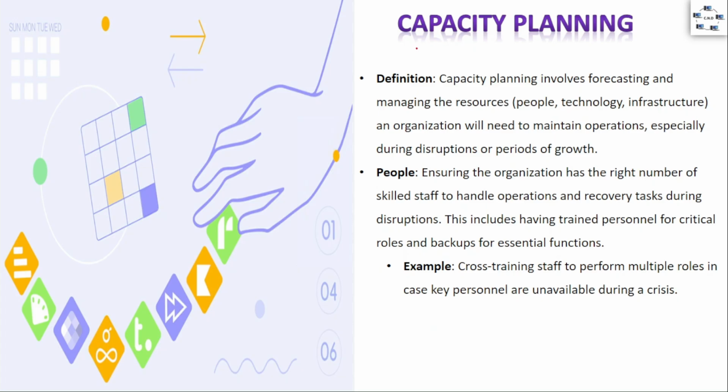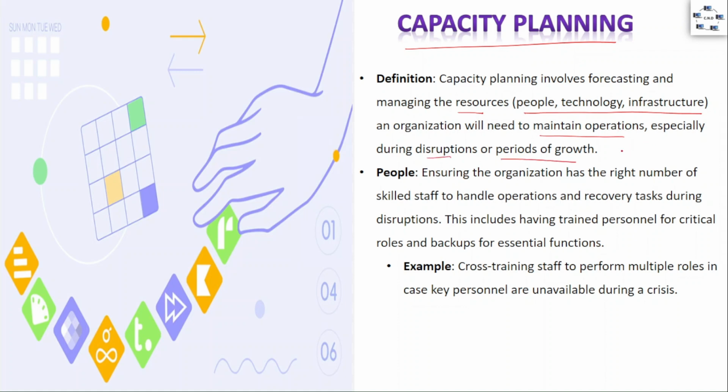So what is capacity planning? Capacity planning basically involves forecasting and managing the resources, that is the people, technology, and infrastructure, an organization will need to maintain operations, especially during disruption or periods of growth.